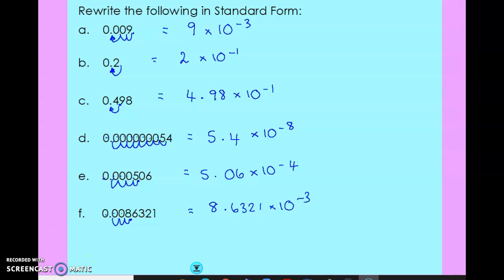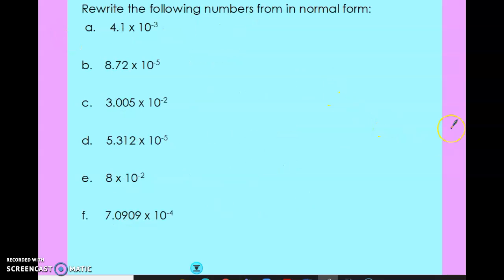Okay. Let's see if we can do the opposite then and rewrite numbers from standard form back into normal form. So this time we've got 4.1 times 10 to the power of negative 3. What we're really doing here is taking this decimal point and we're moving it back 3 spaces. So we're going 1, 2, 3. There's my new decimal point. I fill in all my spaces with zeros and I get rid of that decimal point there. So I get 0.0041.